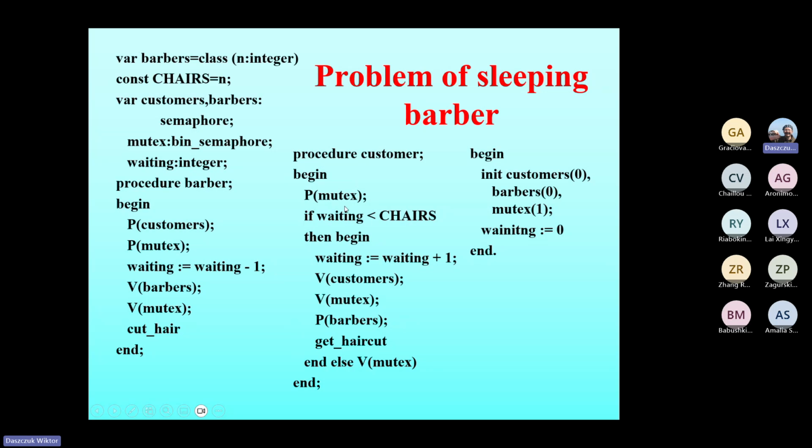Here, P of mutex. If waiting is more or equal to chairs, we V of mutex. But if waiting is less than chairs, we increment the number of waiting customers. We tell the barbers that there is one more customer to cut his hair. And we leave the critical section of mutex. So from here to here we have a critical section.